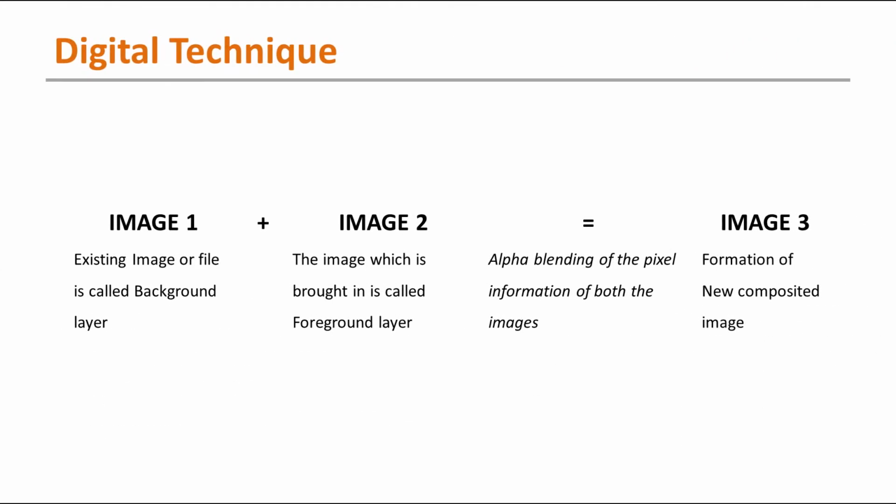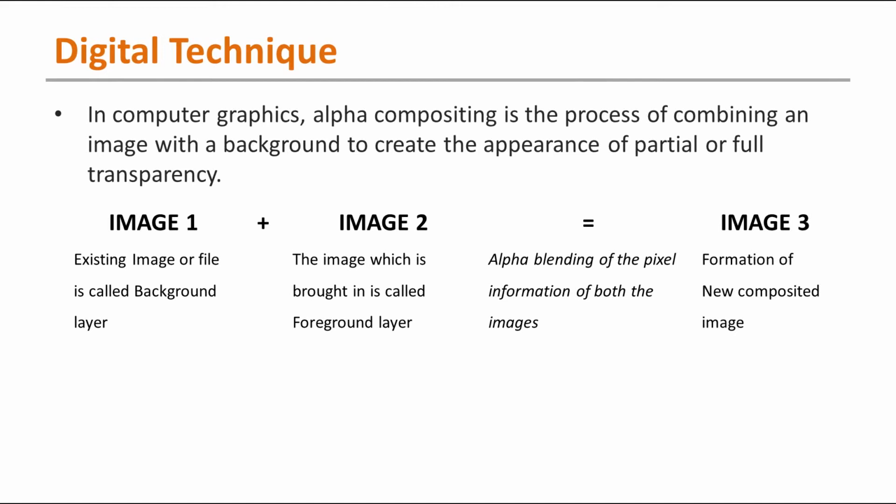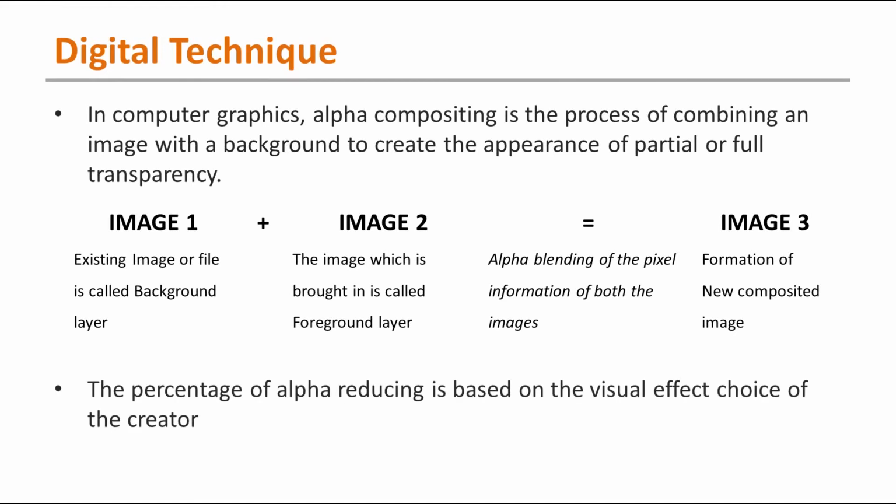An image is made up of pixels which consist of position and color information. When two images blend together, it can be termed as alpha blending. Here image 1 is the existing or background layer. The image which is brought in is termed the foreground layer. Then the opacity value of the foreground image is reduced so that it does not merge with the background and create a composed output.